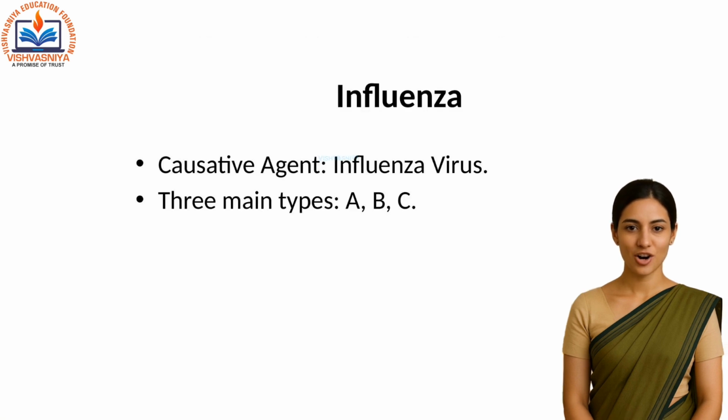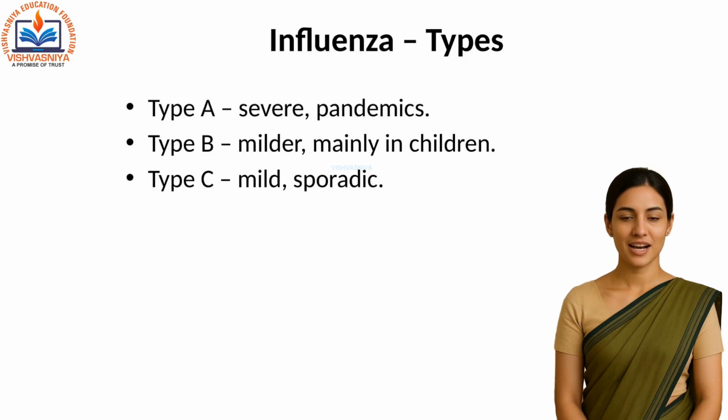Next, let us talk about influenza, commonly known as flu. It is caused by the influenza virus, which belongs to the orthomyxovirus family. There are three main types. Type A causes severe illness, affects both humans and animals, and is responsible for all flu pandemics. Type B, usually milder, mainly affects children. Type C causes mild, sporadic infections.